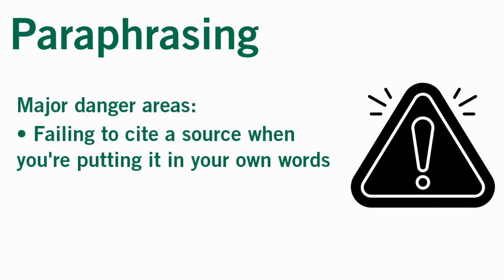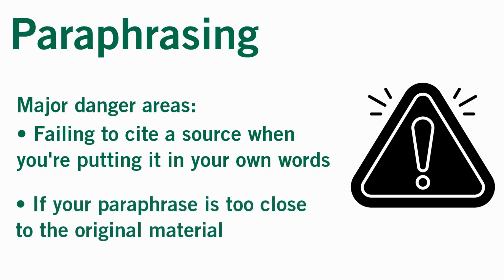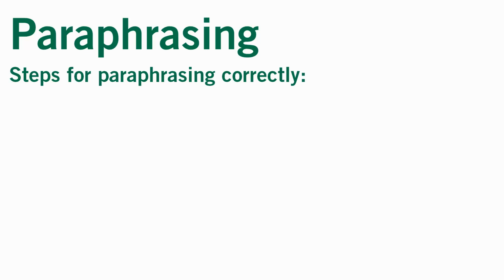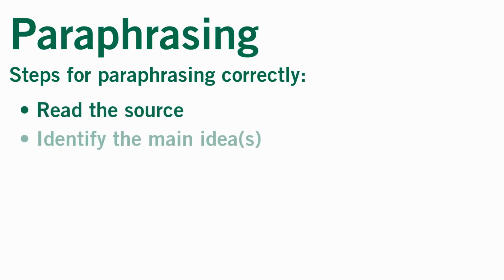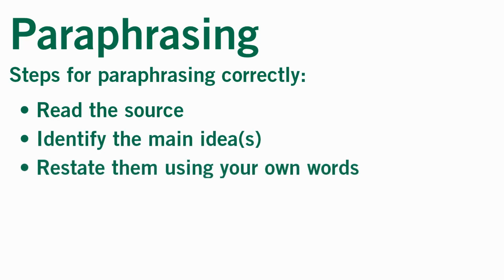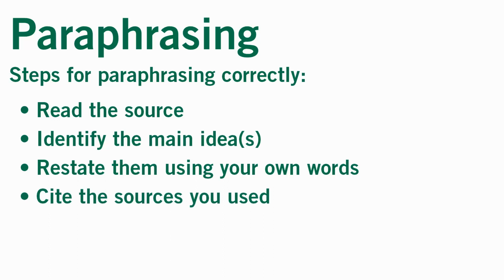Overall, paraphrasing is one of the areas where a student can get into trouble, either because they haven't cited the source when they are putting it in their own words, or if the paraphrasing is too close to the original material. Let's talk about some tips for paraphrasing correctly. Your first step is to read the source material. Identify the main idea or ideas in the source and restate them using your own words. Always make sure to cite the source.